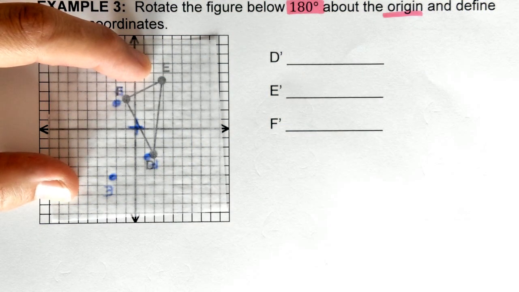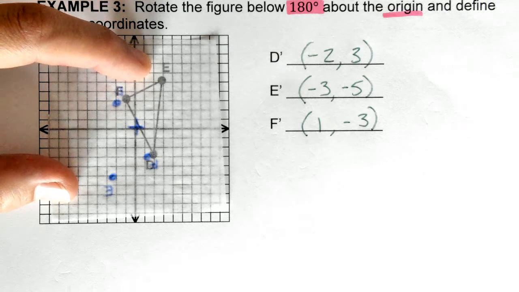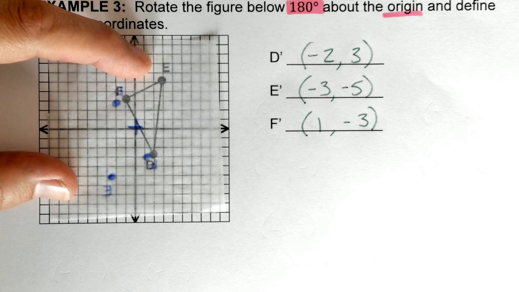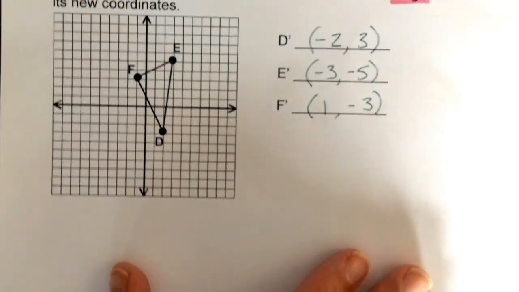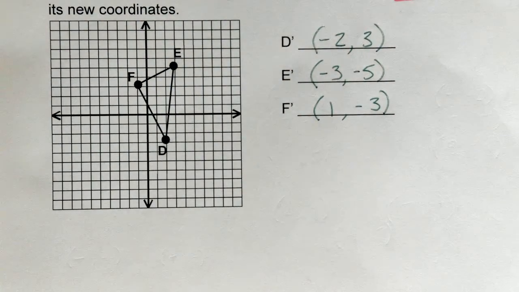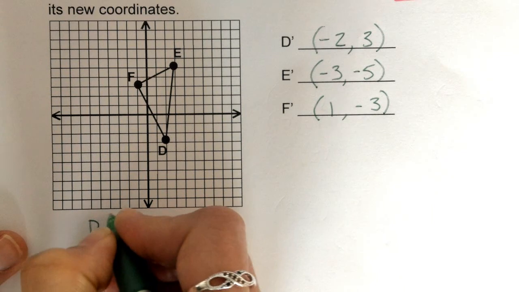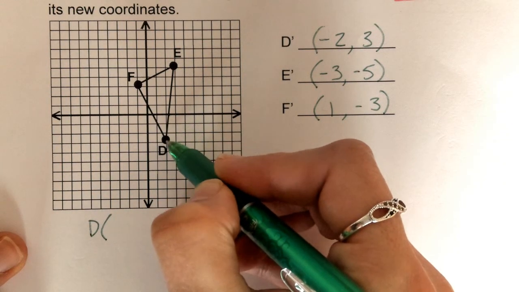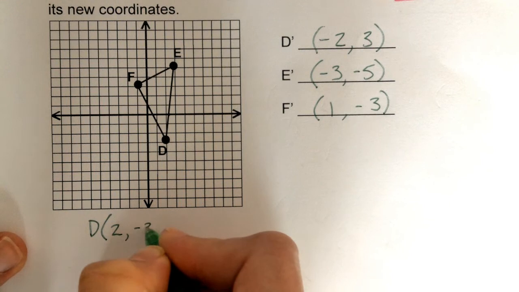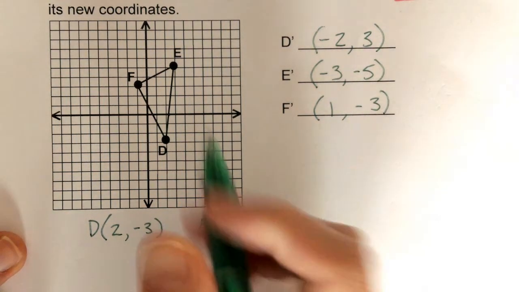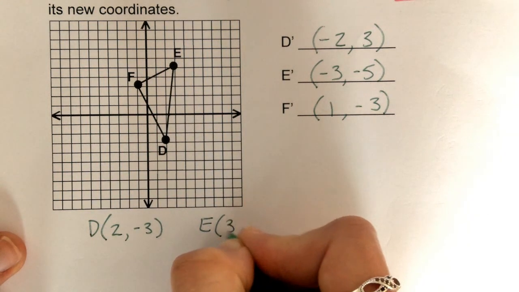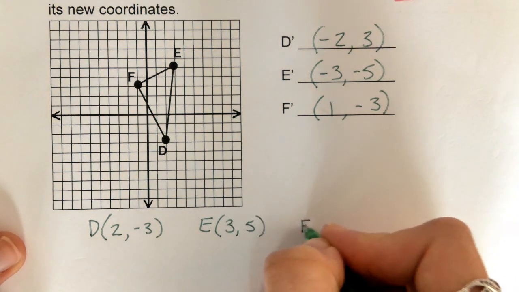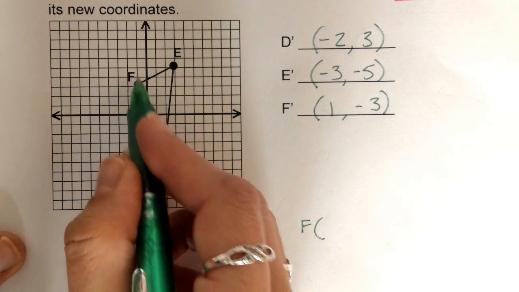The next thing you're going to see is what D, E, and F prime are. So here are your D, E, and F prime points. Okay? I'm going to go ahead and remove the patty paper so that it's not in my way, and let's look at what our original pre-image points were. Point D was at positive 2, negative 3. Point E, right here, was at positive 3, positive 5. And point F was at negative 1, positive 3.